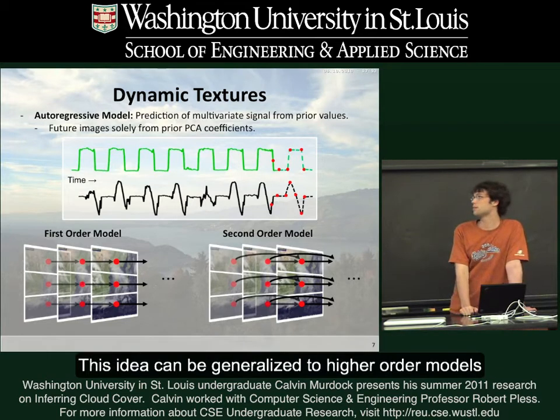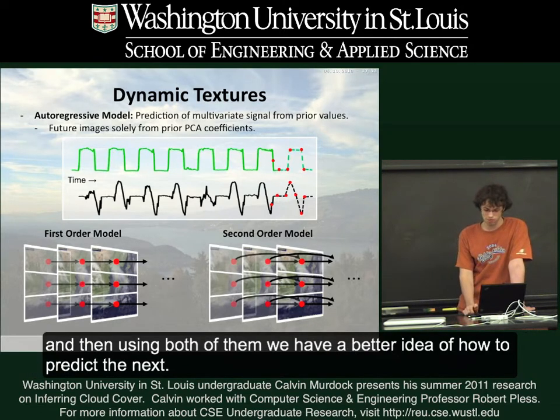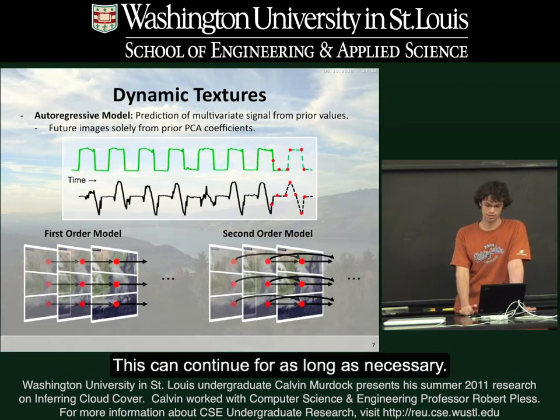And this idea can be generalized to higher order models, which, for example, take 2 sets of previous coefficients that are known exactly, and then using both of them, we can have a better idea of how to predict the next images. And again, this can continue for as long as necessary.